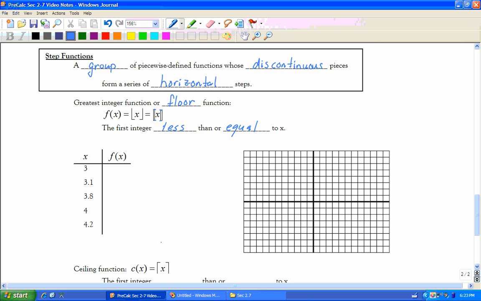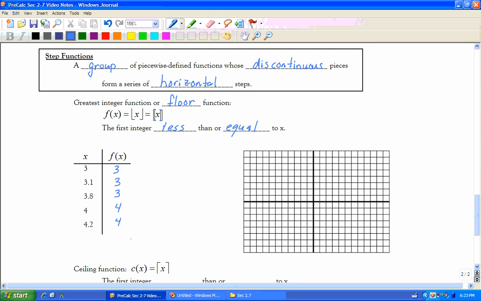So let's take a look at that. If x is 3, what's the first integer less than or equal to x? Well, that's 3, because 3 equals 3. 3.1, what's the integer less than or equal to 3.1? That would be 3. Same for 3.8, would also be 3. But then when we get to 4, the greatest integer less than or equal to 4 is 4. And 4.2 would also be 4. So you're going to see your output is always an integer.